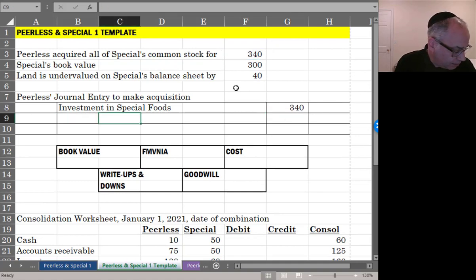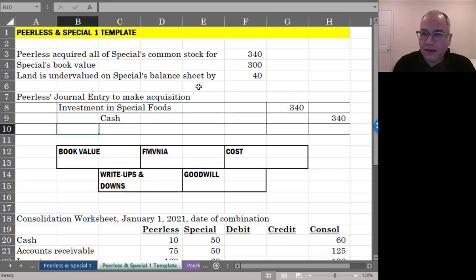And the credit would be for however Peerless paid. In this case, it's cash of $340. And if we do this chart, we're going to see that the cost is $340. Now, this is for 100% acquisition. The previous problem was only a 40% acquisition. So cost is $340. Special's book value is $300.